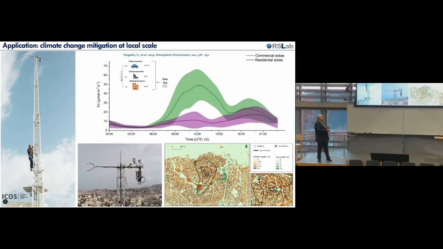The purple curve is from the lower part of the footprint. It's a residential area, so typically we have the afternoon maximum, which is driven by emissions from buildings, from space heating. And in our publication in Atmospheric Environment, led by Stavros Stagakis in 2019, we have documented that more than 50% of the emissions in this particular area of the city are driven by transportation.